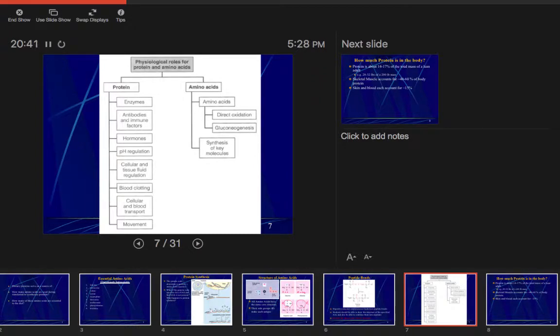Okay, so just a brief overview. I'll tell you why we're going to look at this. This is out of a different text. Physiological roles for protein and amino acids. So the left side is protein, right side is amino acids. You've talked about this in a lot of different classes. Proteins function as enzymes, antibodies, hormones. They're involved in pH regulation in both intracellular, extracellular.